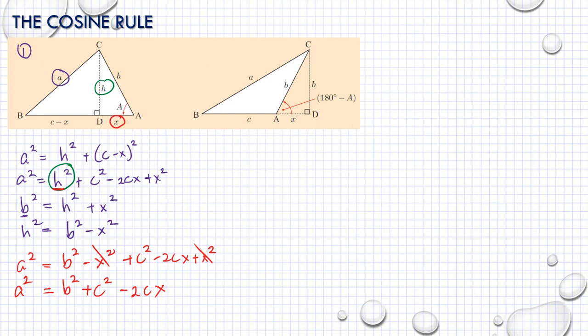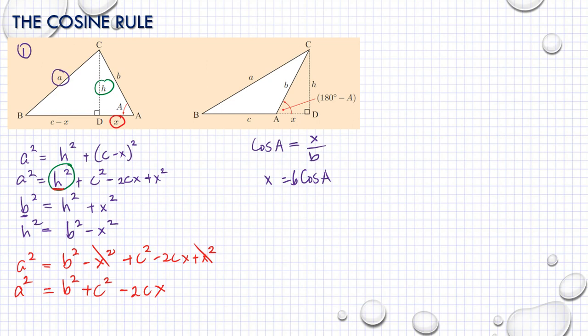Okay, let's take a look. We have an adjacent side and a hypotenuse there. So we have cosine A is equal to X divided by B. So we have X is equal to cosine A times B, or B times cosine A. That's better.